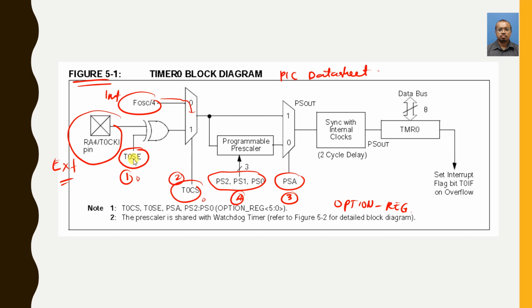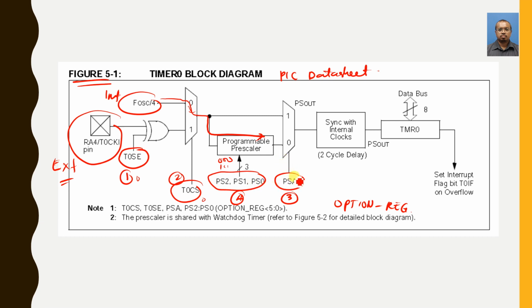TOSE you can set as 0 because you are not using external. So using internal, and then from here it goes to prescaler. For the prescaler you have to use the table that is given, from 0, 0, 0 until 1, 1, 1. Prescaler means you set the timer to be divided into several ratios so that you can achieve the timing that you need. We will cover that in the next few slides later.